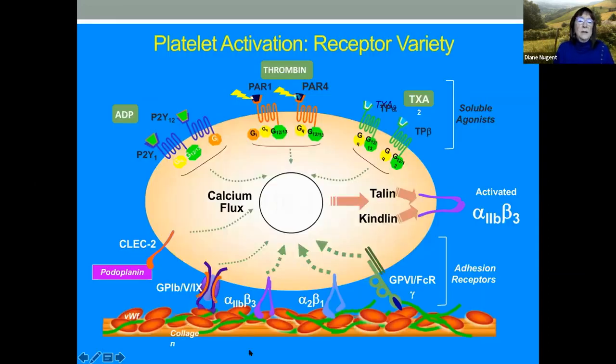Now, when I talk about platelets, we've been looking like there's just one or two receptors. In fact, the platelets have hundreds of different proteins in there that help them work.